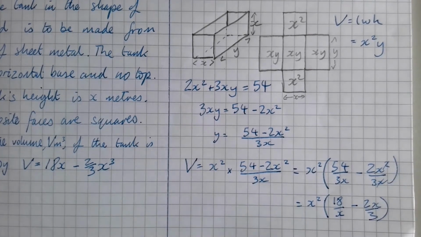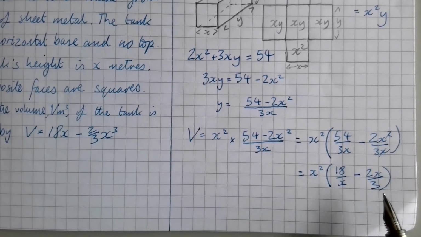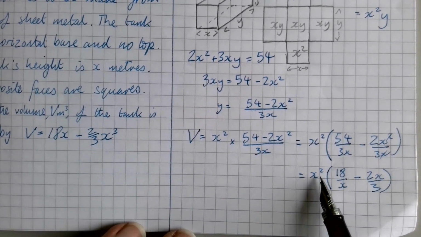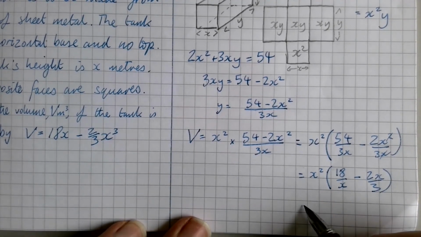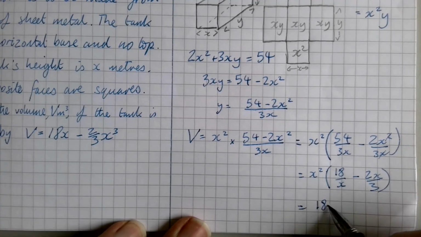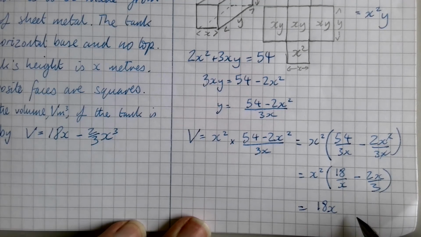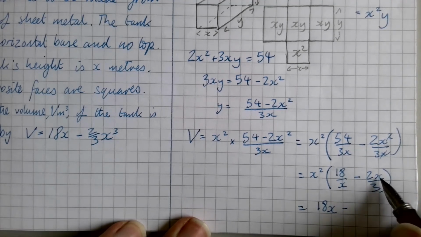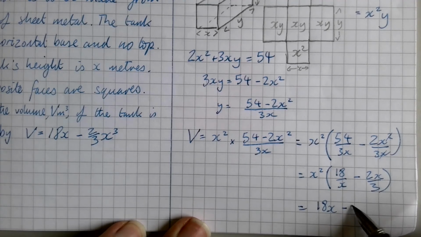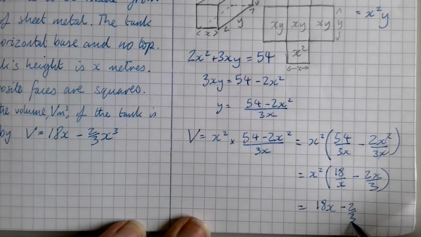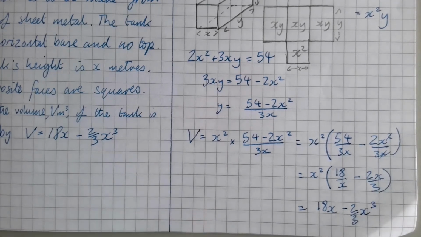And then all I need to do is multiply both of these by x squared. And if I do that, I get 18x squared divided by x is 18x. And I get minus 2/3, and that x times by x squared is going to become x cubed, isn't it? And that is what we needed.